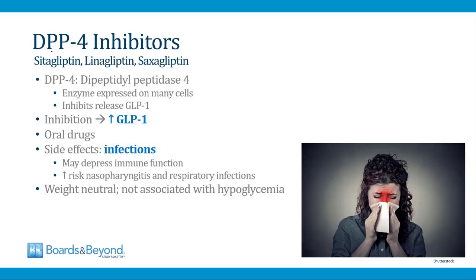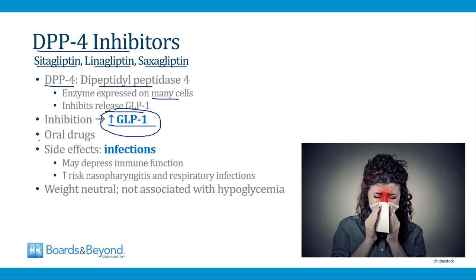The next group of drugs are the DPP-4 inhibitors. These are the gliptin drugs like sitagliptin, linagliptin, and saxagliptin. All of these drugs inhibit DPP-4, which is dipeptidyl peptidase 4. This is an enzyme that's expressed on many cells, but one of its roles is that it inhibits the release of GLP-1 from intestinal cells. So if you inhibit the inhibitor of GLP-1 release, what you get is a boost in GLP-1 levels. And so that's how these drugs work. They raise the level of GLP-1 and produce GLP-1-like effects, including stimulation of insulin release.